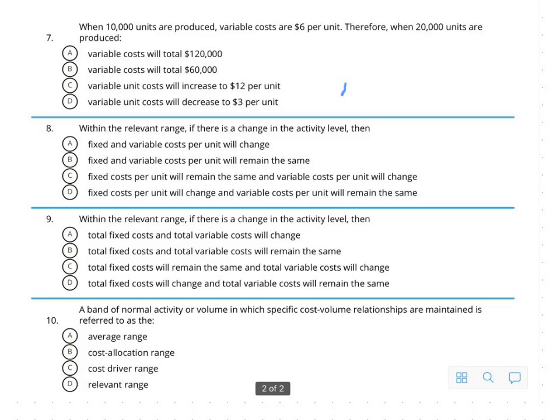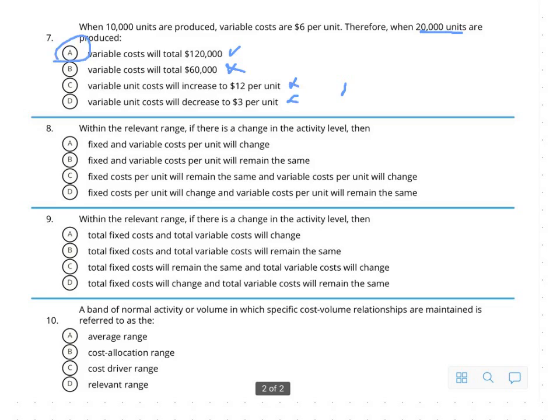When 10,000 units are produced, variable cost is $6 per unit. Therefore, when 20,000 units are produced, variable cost will total 120,000. Yes, that's true, it will. Variable cost will total 60? No. Variable cost will increase? No, it remains the same per unit, and it won't decrease. So the answer here is A.